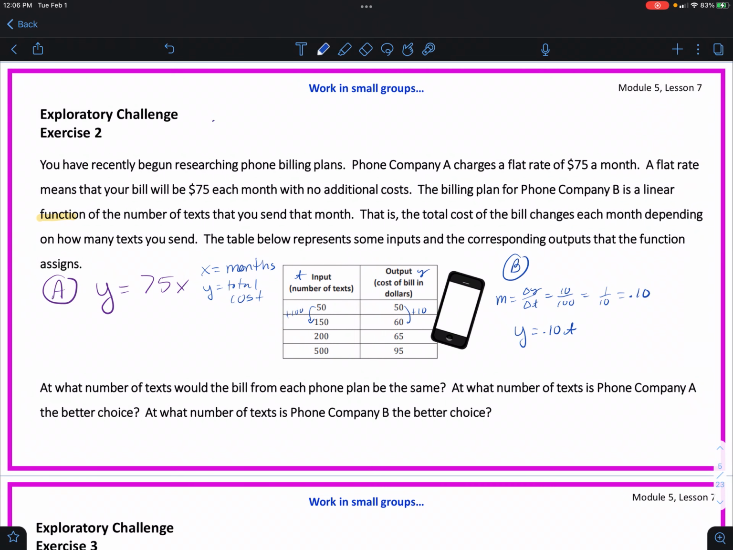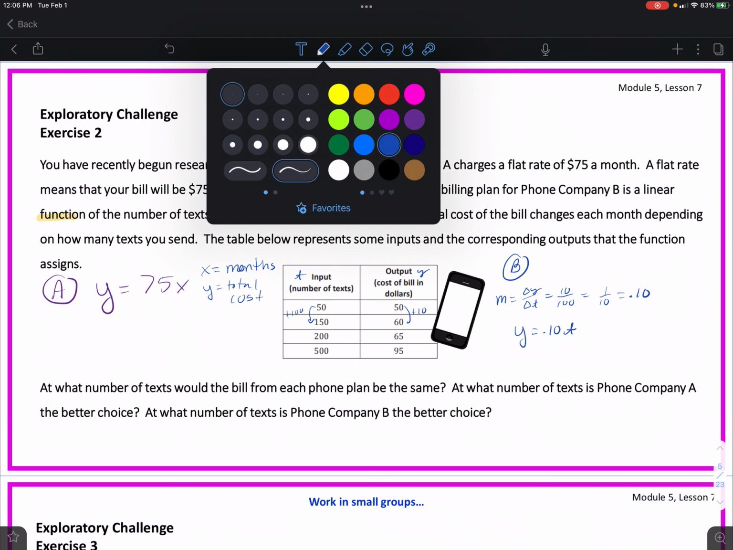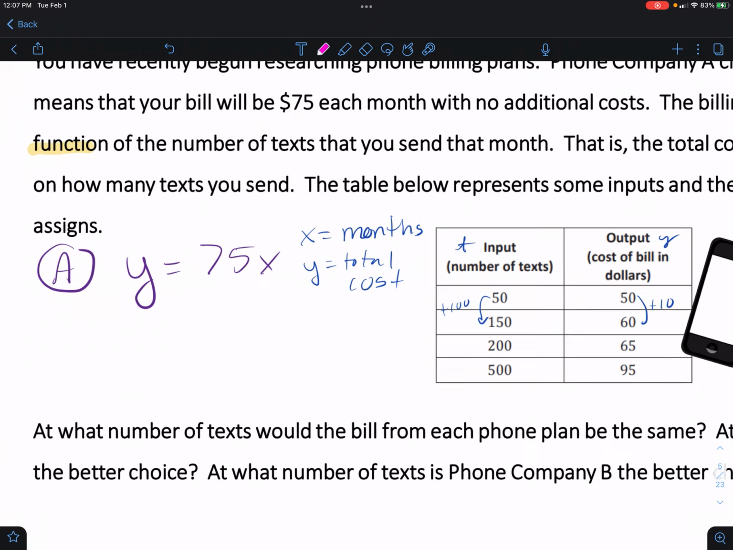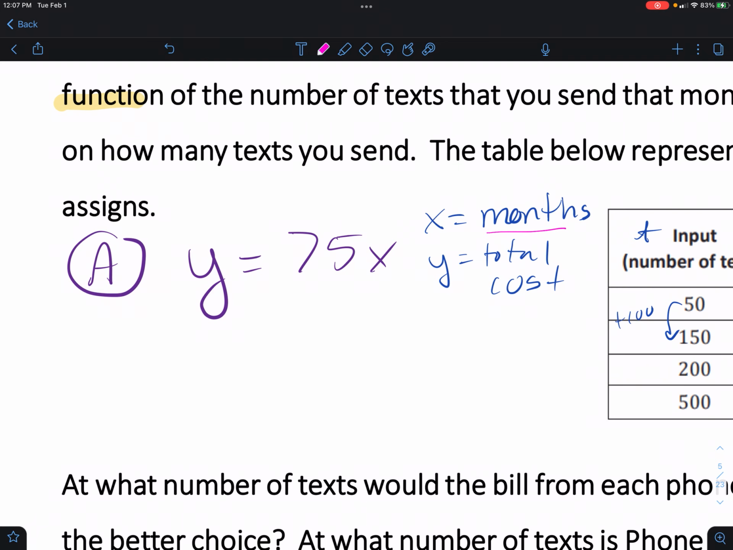Hello. So this video is in response to an observation I made during second hour that we did not catch in first hour. So we're working out this problem here. It's exercise 2 in lesson 7, module 5, lesson 7. So we talked about company A. Their equation was easy. $75 a month, which is where we came up with y equals 75x, x representing the number of months, and y being our total cost.